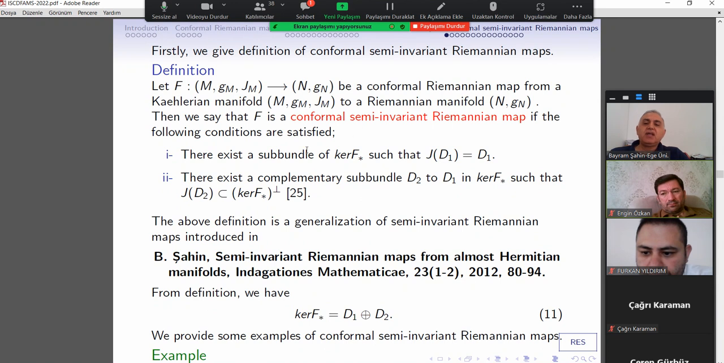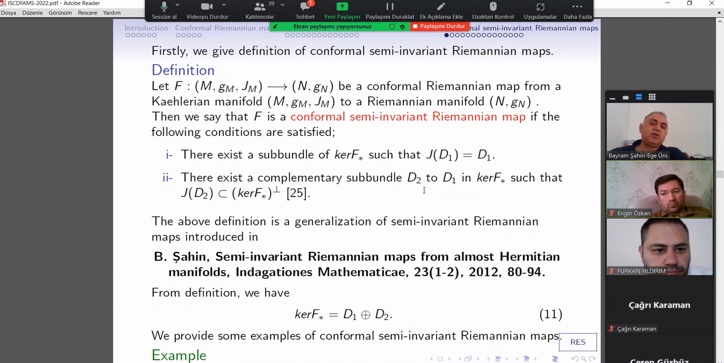In this case, on the kernel F star, on the vertical distribution, we have two distributions. One is called D1 and the other one is called D2, and these two distributions are orthogonal to each other. If D1 is invariant under the complex structure and D2 is anti-invariant under the complex structure, we call this a conformal semi-invariant Riemannian map. In this case, if D1 is 0, you have a conformal anti-invariant Riemannian map.